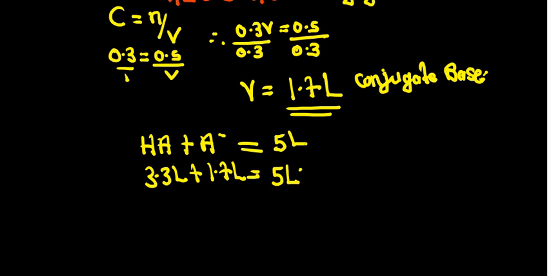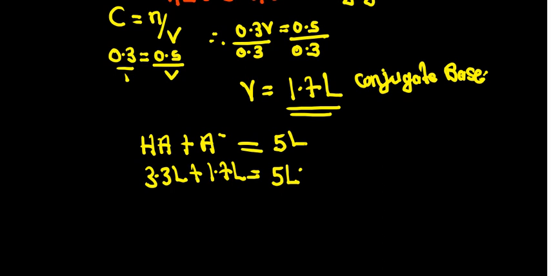The initial concentration of the weak acid that we had was 0.2. The conjugate base we just found as 0.1. 0.2 plus 0.1, we're going to get the total concentration that we're given in the question as 0.3. The volumes that we just found, 1.7 liters was for the conjugate base, and the 3.3 liters was for the weak acid. 3.3 plus 1.7, we're going to get 5 liters. So everything is working in our favor. So that is how you prepare this buffer.